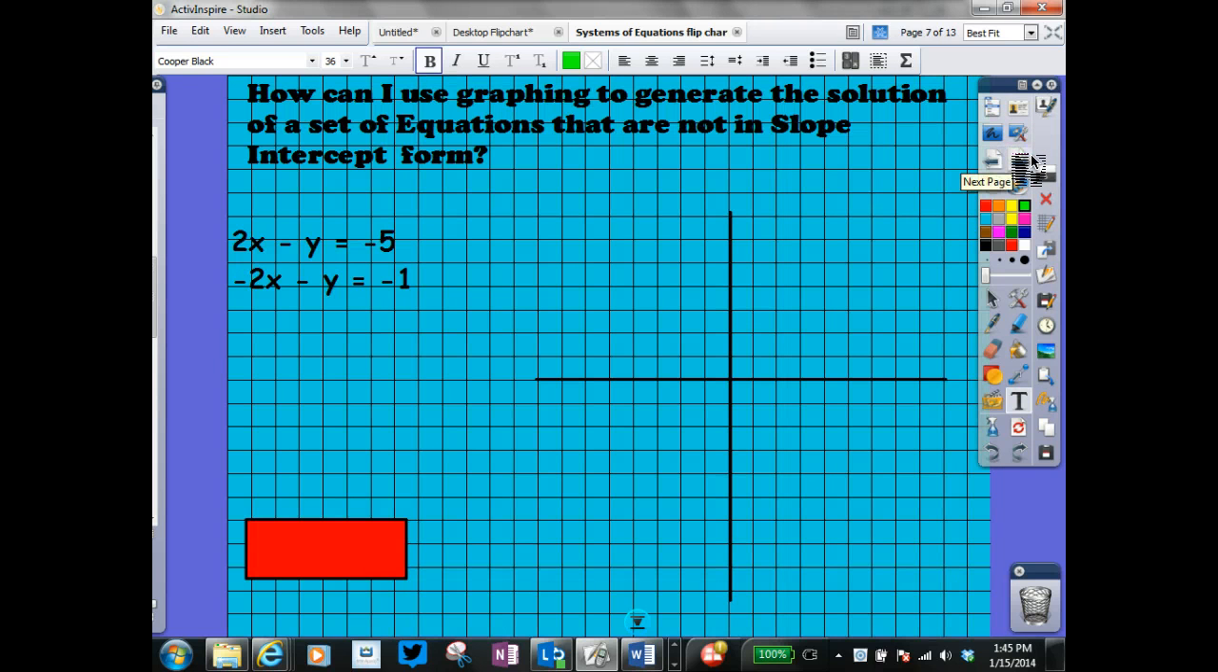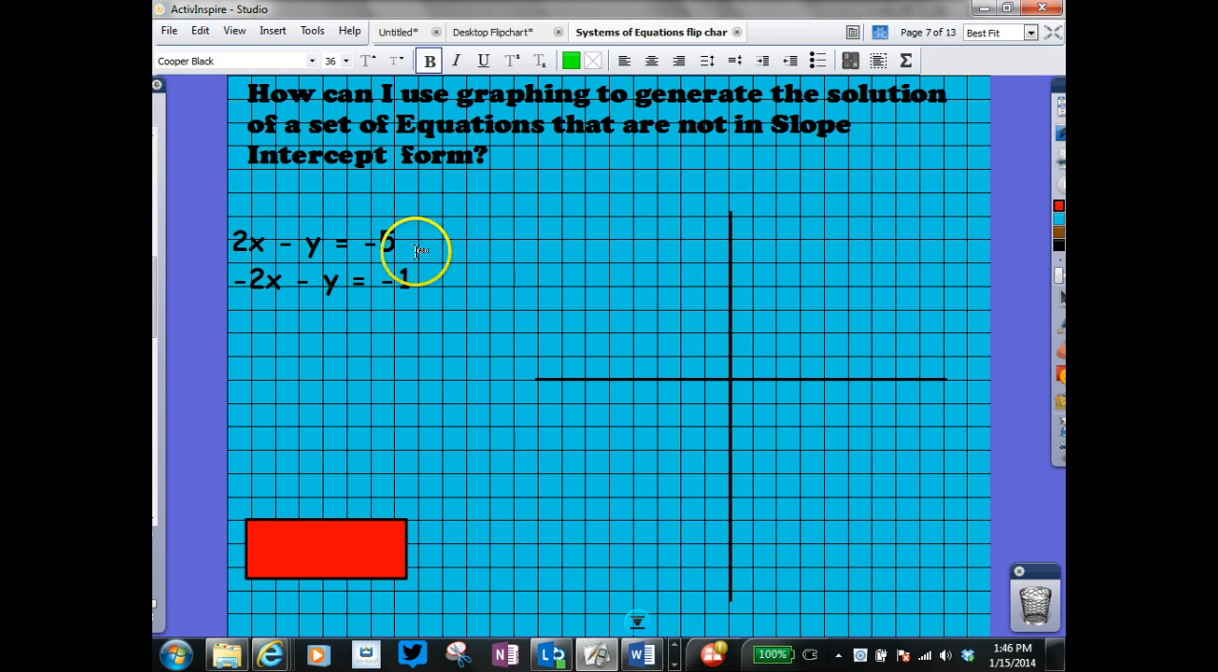How can I use graphing to generate the solution of a set of equations that are not in slope-intercept form? You're going to get a lot that are not in there. You have to put it in slope-intercept form. If you remember from the first semester, when we started working with linear equations, I kept saying, learn how to put things in slope-intercept form because it's going to make your life so much easier. Well, that time has come, and that's where we're at now. If you understand that, here's where it's really going to help you.